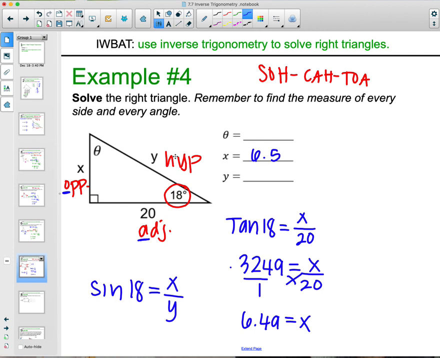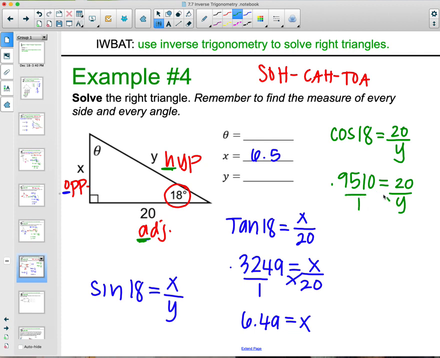Then we can go ahead and solve for y. This is the hypotenuse, and we'll still use the adjacent given side. So adjacent and hypotenuse is cosine. So cosine of 18 equals the adjacent side 20 over the hypotenuse y. So type in cosine of 18 into your calculator, and you'll get 0.9510 equals 20 over y.